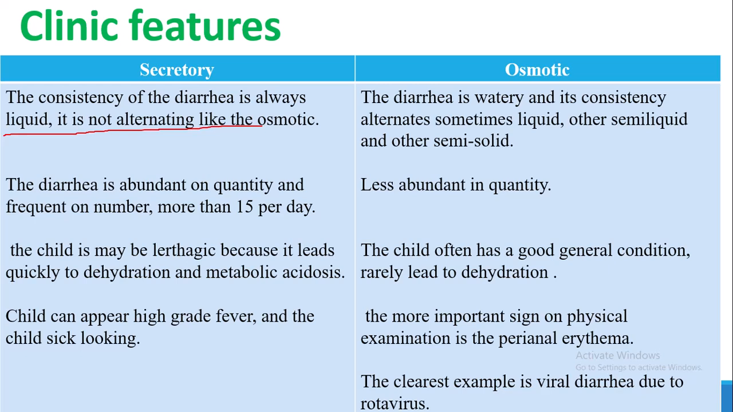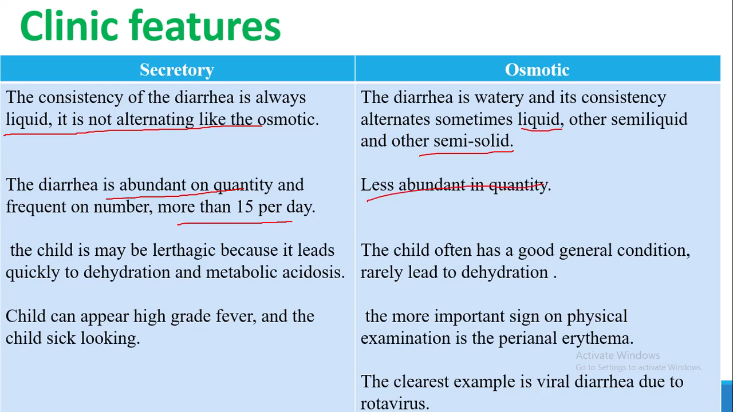However, the consistency in osmotic diarrhea, sometimes you're going to have liquids alternating with semi-solids. And then when you look at the quantity, in secretory there is abundant quantity, and you have more than 15 loose motions per day. In osmotic, there is less abundant quantity.